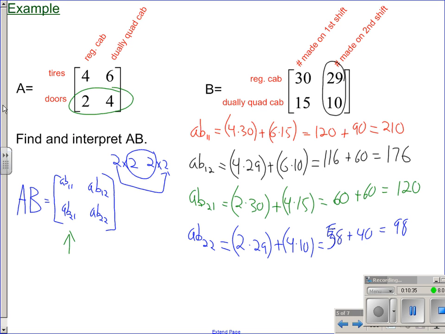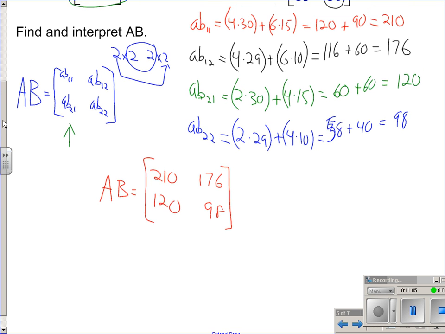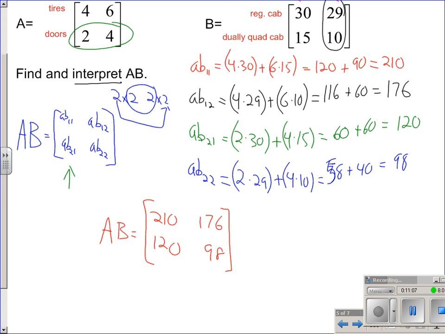So our answer is this matrix AB. We have first row, first column, 210. First row, second column, 176. Second row, first column, 120, and then 98. Okay, so these numbers should look familiar to what you found in that first video. Now, just to put some context to this, the interpret part here.